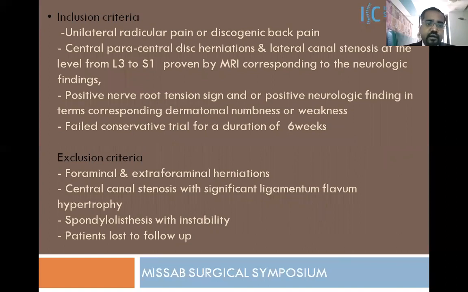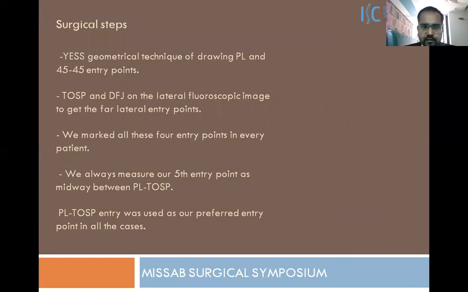Inclusion criteria were unilateral radicular pain or discogenic pain, central paracentral disc herniations, and lateral canal stenosis from L3 to S1 corresponding to the neurological findings, positive nerve root tension signs or neurologic findings corresponding to dermatomal numbness or weakness, and all the patients had failed conservative trials for 6 months. The exclusion criteria were central stenosis, foraminal extraforaminal herniations, listhesis with instability, and patients lost to follow-up.